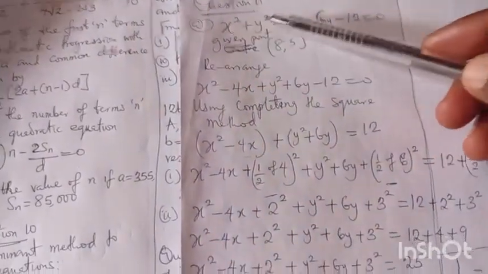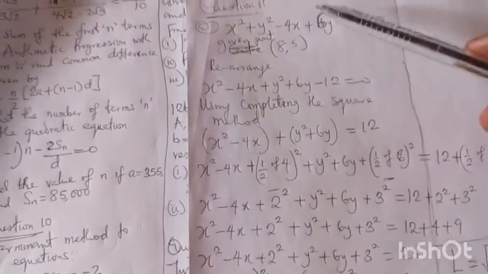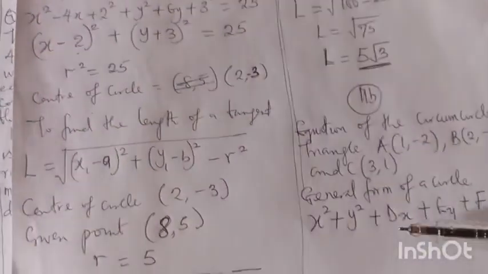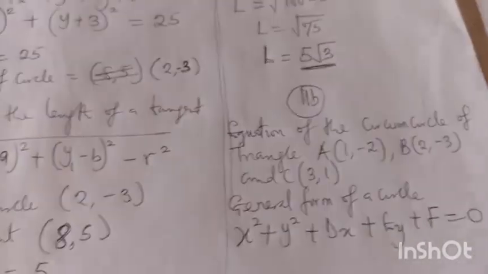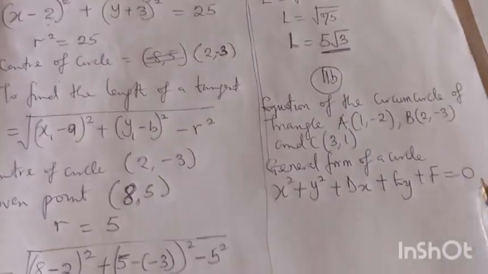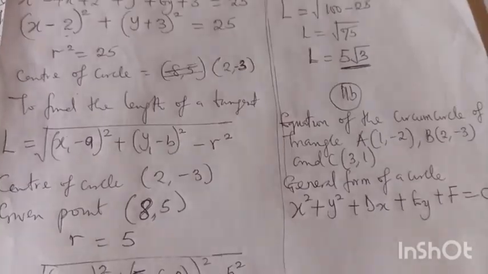See, x squared, y squared, where in this question they use minus 4x, that is my d. Here plus 6y, that's my ey. And this minus 12, that's a constant, that is my f, equals 0. I believe now you have seen that this is the general form of a circle. I think we have clarified that now. Good.